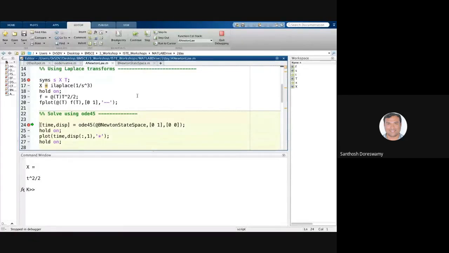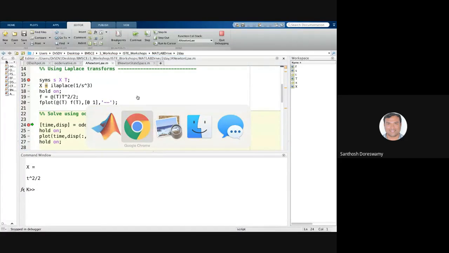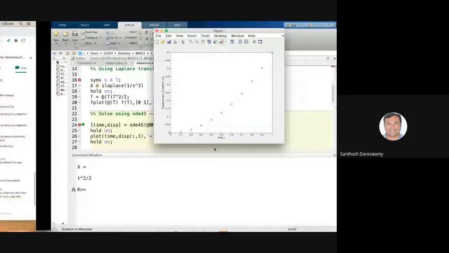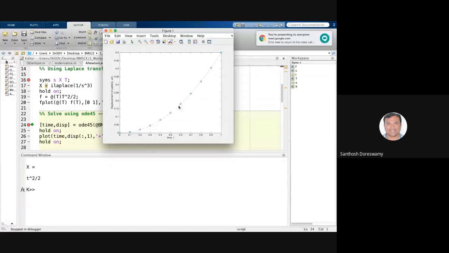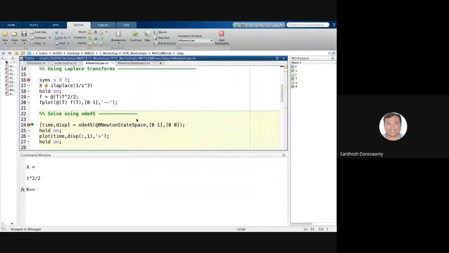Okay, there we go. Here, those dotted lines will represent a solution from an fplot, a solution using the fplot command to plot the solution using the Laplace transform. I've used the inverse Laplace transform here with the symbolic variables. And third, we will try to execute the iterative solver, which is the ODE45 solver.